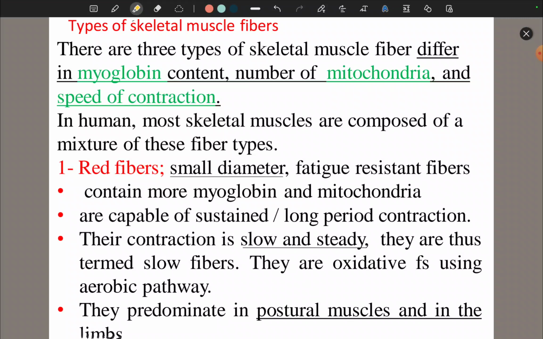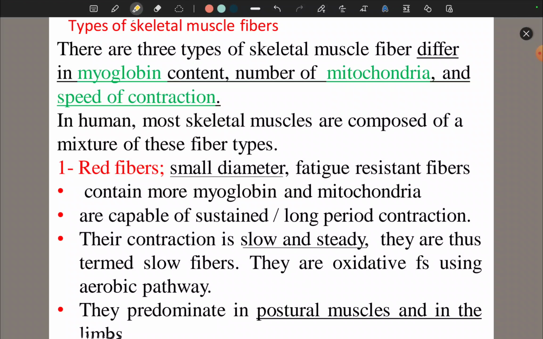This skeletal muscle fiber, the red one, needs oxidative forces using the aerobic pathway. They are predominant in the postural muscles in the limb, or in the upper limb.